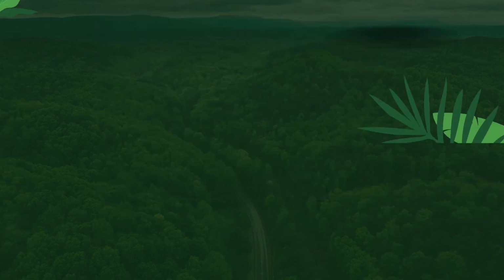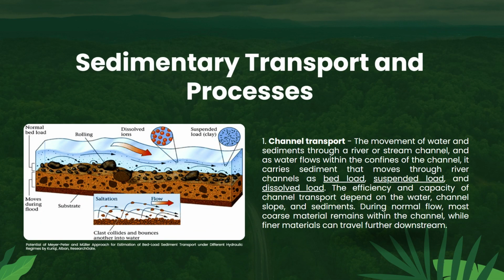And now, let's take a closer look at the first way to transport sediment, which is the channel transport. It is the movement of water and sediments through a river or stream channel. And as water flows within the confines of the channels, it carries sediment that moves through river channels as bed load, the rolling or bouncing along the bottom, suspended load, which is carried within the water, and dissolved load, the material in solution. The type and amount of sediment transported depend on water flow, slope, and sediment characteristics. According to Nichols, most coarse materials remain within the channel during normal flow, while finer sediments can be carried further downstream.